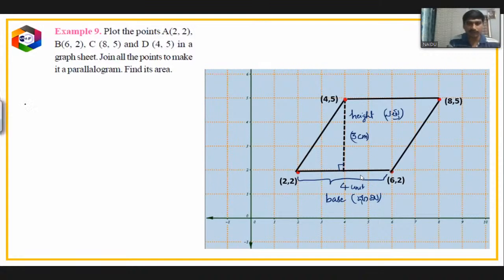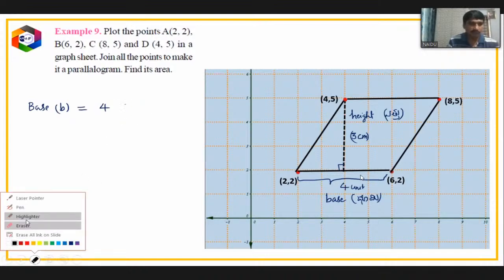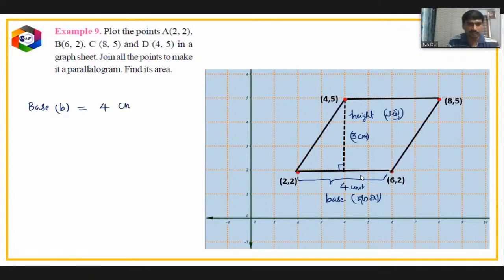So first, from the diagram, I am going to write the base b will be equal to 4 units or 4 centimeters. Clearly each one is a 1 centimeter grid, so it will be equal to 4 centimeters. And now the height h will be equal to, as we calculated from this, 3 centimeters.